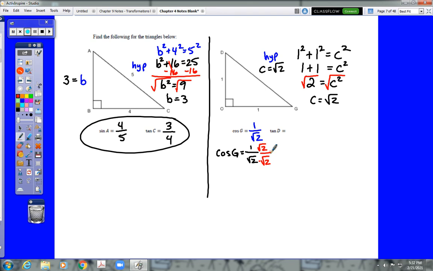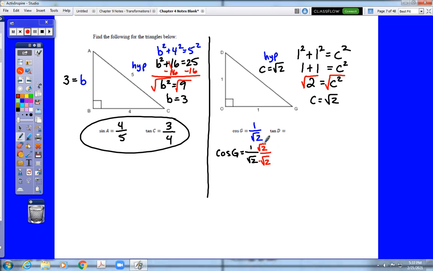Now, that does not mean we're multiplying by root 2. What we're multiplying by, this red fraction here, is equivalent to 1, which means we're not changing the value, we are changing the notation. So the cosine of angle G would be 1 times the square root of 2, which is the square root of 2, over the square root of 2 times the square root of 2, which is the square root of 4, or 2. So the cosine of G would be root 2 over 2. Tangent of angle D would be opposite over adjacent, which is 1 over 1, or 1.